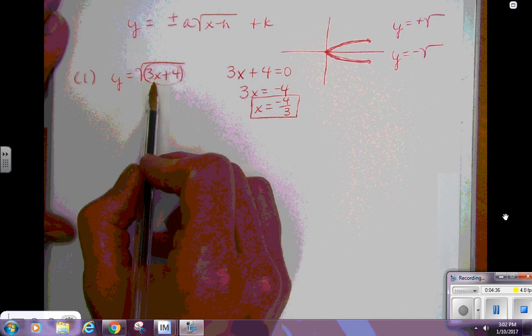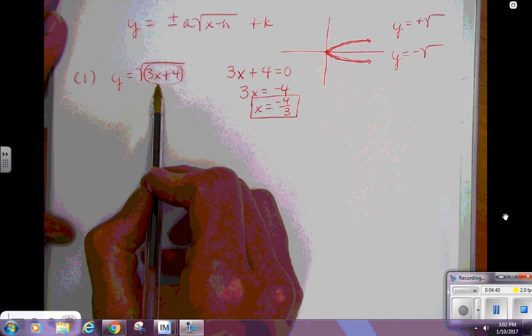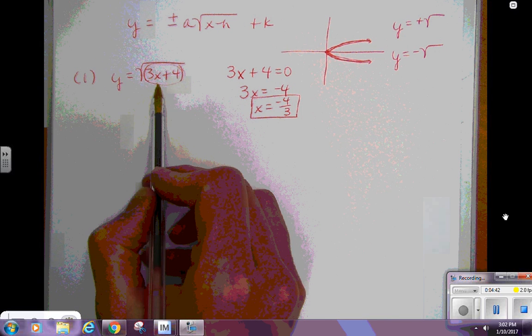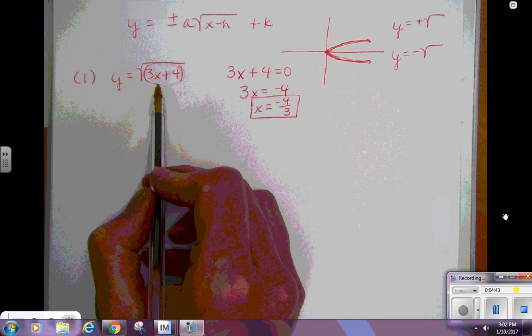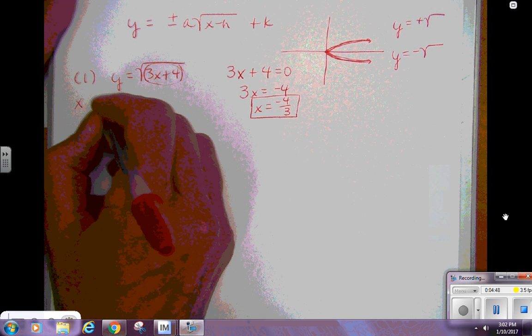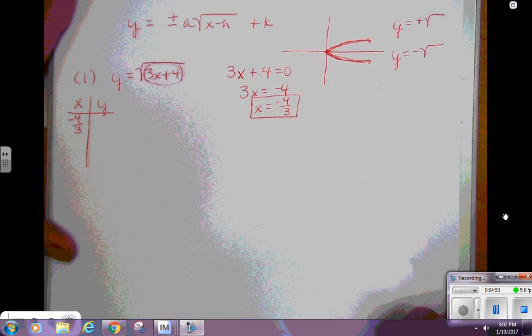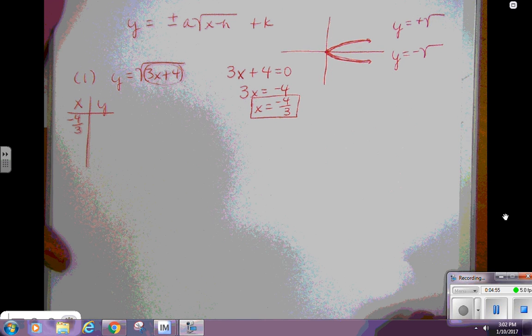So you could try to type in something like negative 2, negative 3, something that's less than negative 4/3, and you'll get i's for your answer. So this is where the starting point is for your x coordinate on the graph. So that's my most important point. That's also going to help me with the domain when I write the domain for the graph.